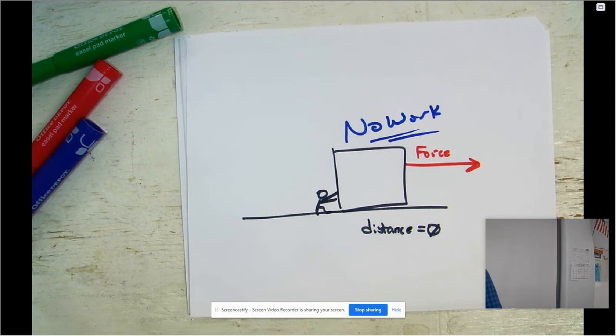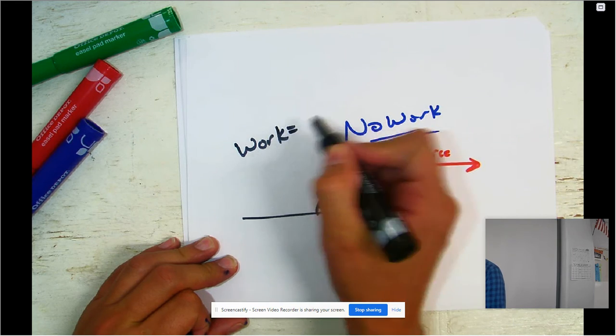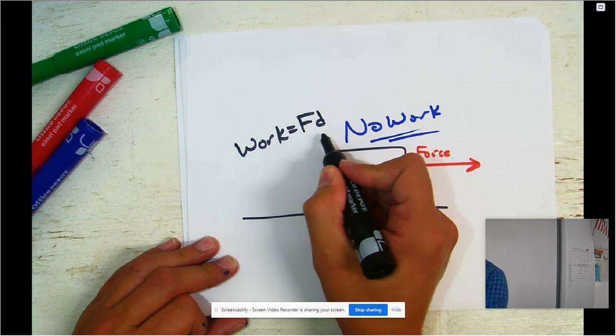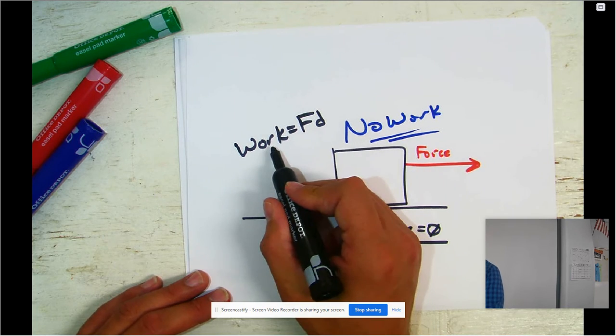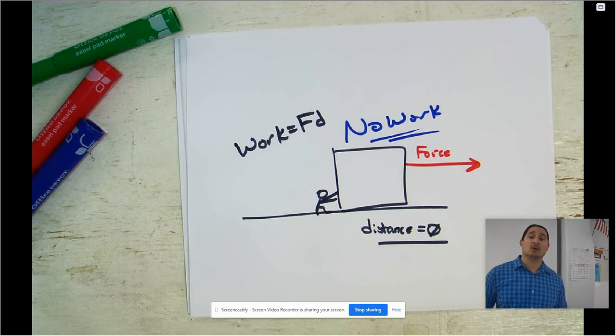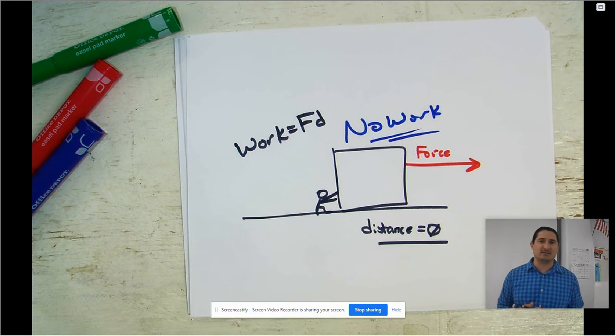Think about this. Think about it in terms of the equation, right? Work is equal to force times distance. Well, if distance is 0 and we plug in a 0 here, right? 0 times anything is going to make the answer come out to be 0. So work is 0. There's no work done here in a physics sense. You may get tired. You may be applying a force, but if it doesn't move, there's no work done.